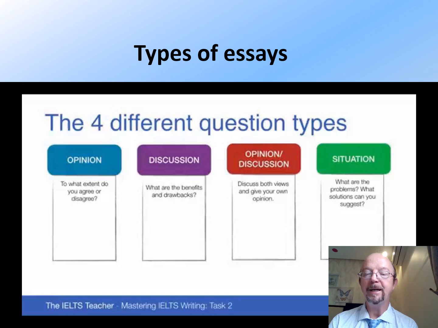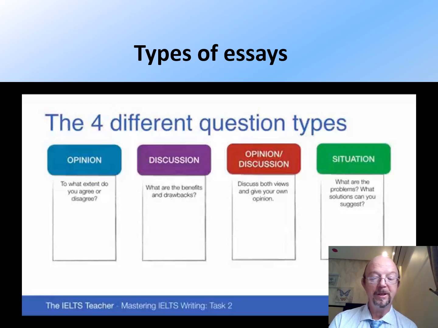Let's have a look at the types of essays that one can get in the IELTS writing exam. There are mainly 4 types, which is opinion, and discussion, and situation. In the opinion essay, of course, the student should give his opinion regarding a particular statement. In a discussion, he must discuss maybe advantages or disadvantages of a particular situation. In the opinion and discussion essay, there should be a discussion of 2 opinions that have been given to the student.